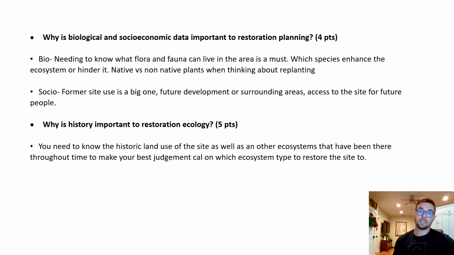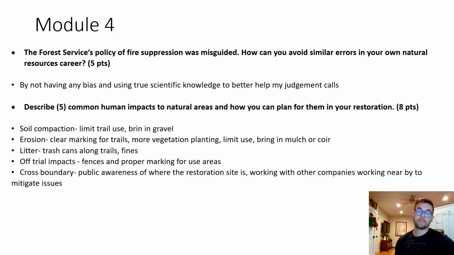History is important because you need to know the historic land use of the site as well as any other ecosystems that have been on the site throughout time, to make your best judgment call on which ecosystem type to restore the site to. All right, last module, module 4.